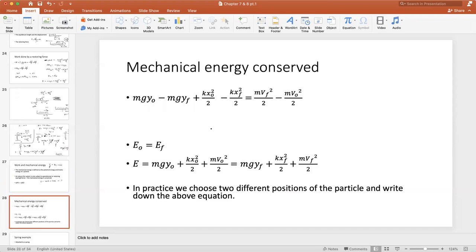So, as I said, we get this stuff. This is your potential energy of gravity. This is your potential energy of a spring. This is your kinetic energy, your changes. So we get E initial is equal to E final, and that tells us that energy is conserved. This is our E initial, this is our E final, and in practice, we simply write down the initial energies, the final energies, and set the difference to 0, and we're good.